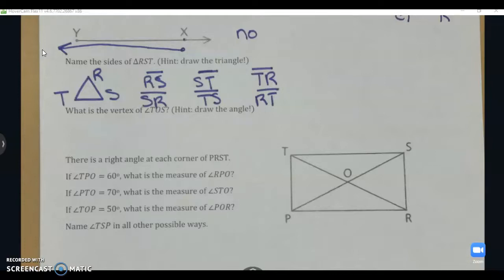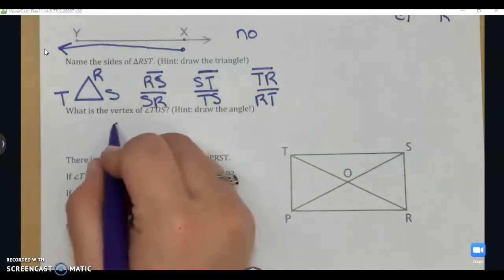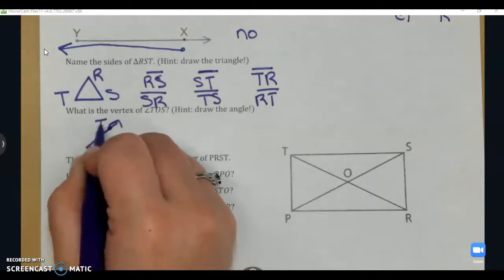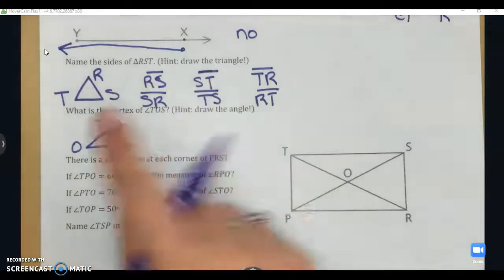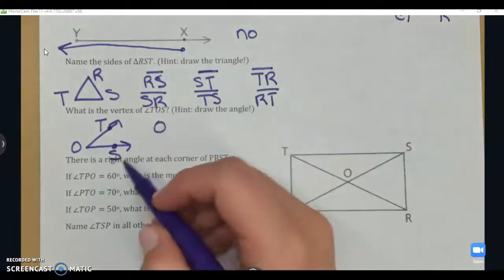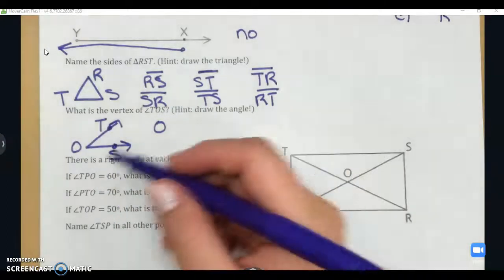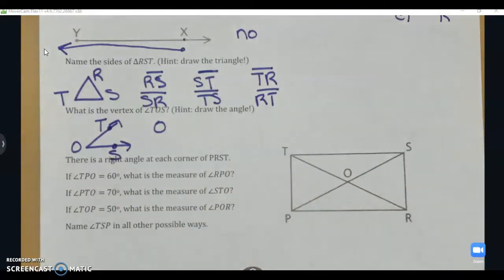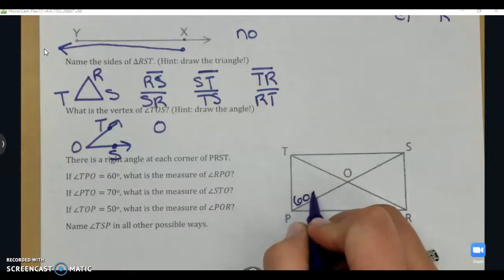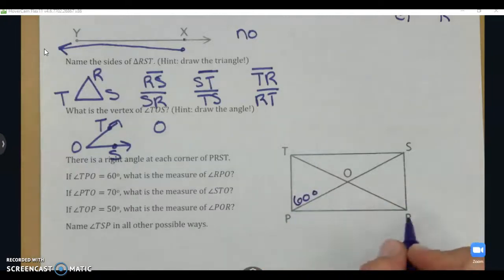All right, vertex of angle TOS. You should also be able to do that without drawing it, but if I've got angle TOS, the vertex is at point O. And then another way I could name this angle would be SOT or just angle O. All right, last one for this page. I've got right angles at each corner, which means they equal 90 degrees. So if TPO is 60 degrees, what is the measure of angle RPO?